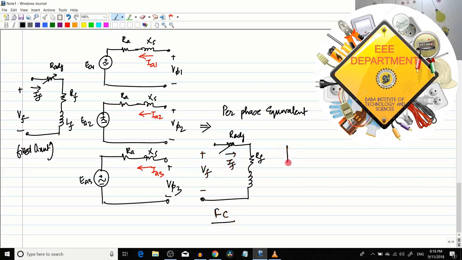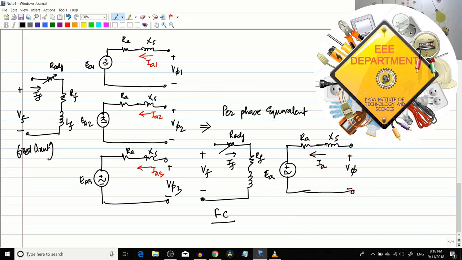And the armature circuit also you can draw now. So this is the EA, induced EMF, and this is your RA, per phase resistance, per phase synchronous reactance XS, and here you have your V phase. Okay, here you have V phase. So the current direction will be from here to here. So this is IA, per phase current.